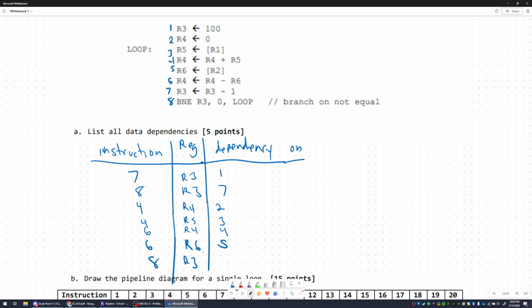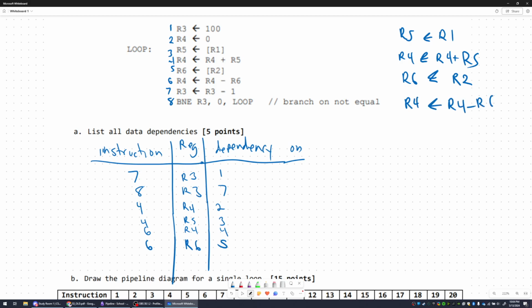Instruction 8 R3. Oh no, I did that already. Okay. And then this loop will go to here. So I have to write this out again. R5, R1, R4 plus R5, R6, R2, R4 minus R6, Y3, 3 minus 1, minus 3, 0. And then we have to loop this again.